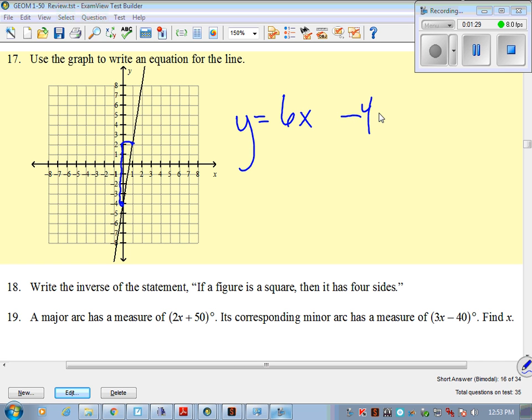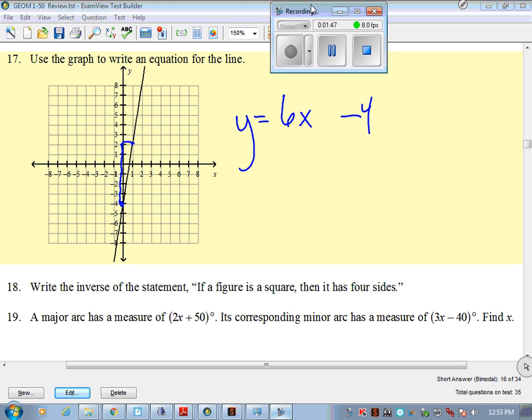Now, the reason I give you the lesson numbers is because it may be a more complicated question for this. Or it may give you the equation of the line and ask you to graph it. So just because you see this question on the review doesn't mean that you're going to see the same question type on the test. So we're going to have to move that out of the way. All right, let's keep moving that around.